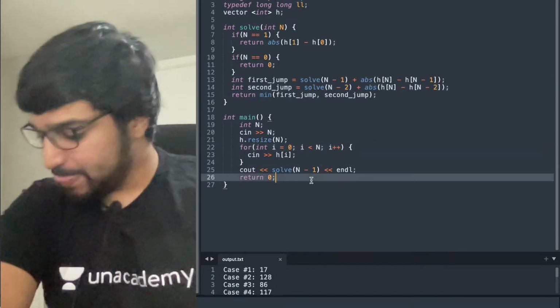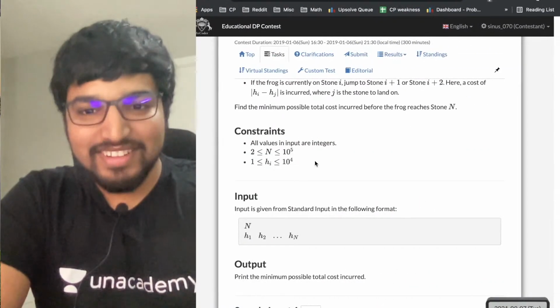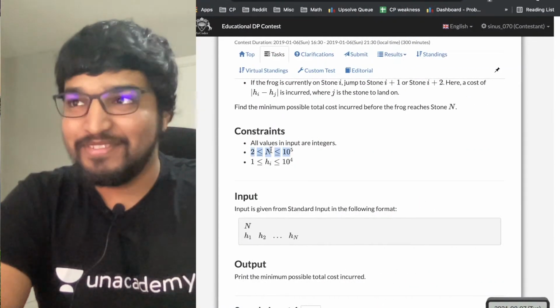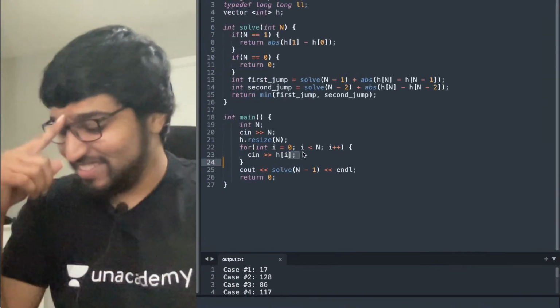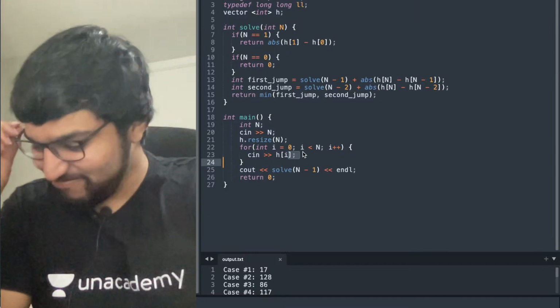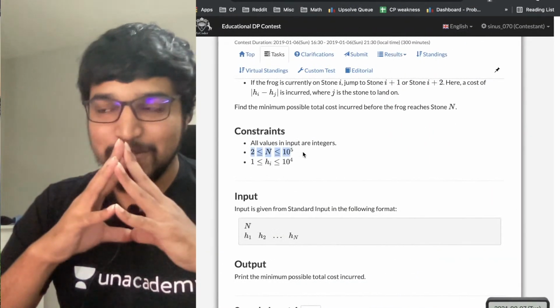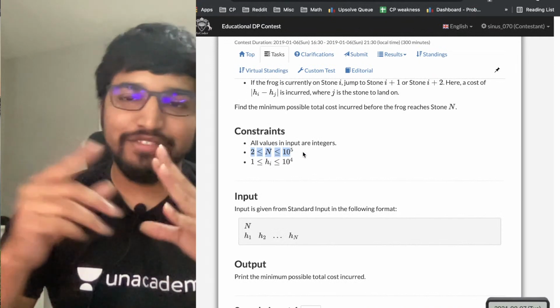Awesome. But what is the problem with this? Can someone tell me what the problem with this is? N is up to 10 to the power 5. What is the problem with this solution? N is up to 10 power 5. Can someone tell me what the complexity of the solution is?